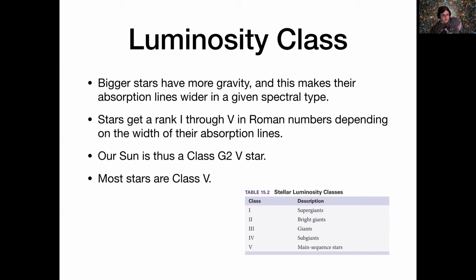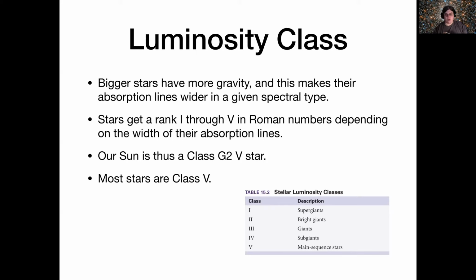And when we were later able to measure the size, the luminosity of these stars, we discovered that the class 1 stars were all the big, giant, bright, luminous stars. And the class 5 stars were the smaller ones. So these numbers, Roman numerals 1 through 5, is what we call luminosity class.